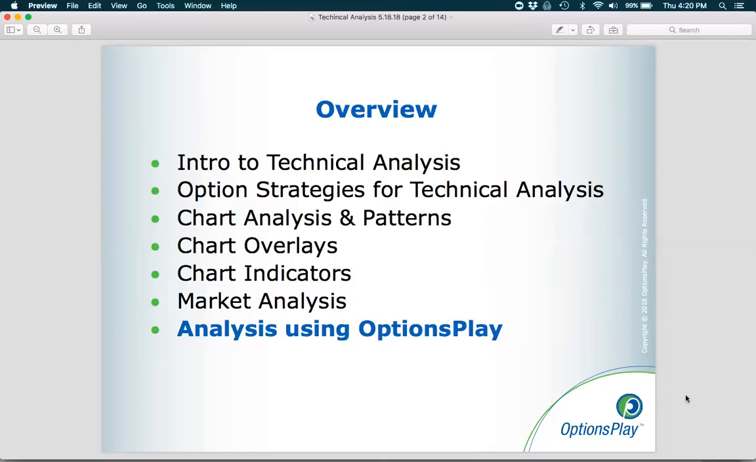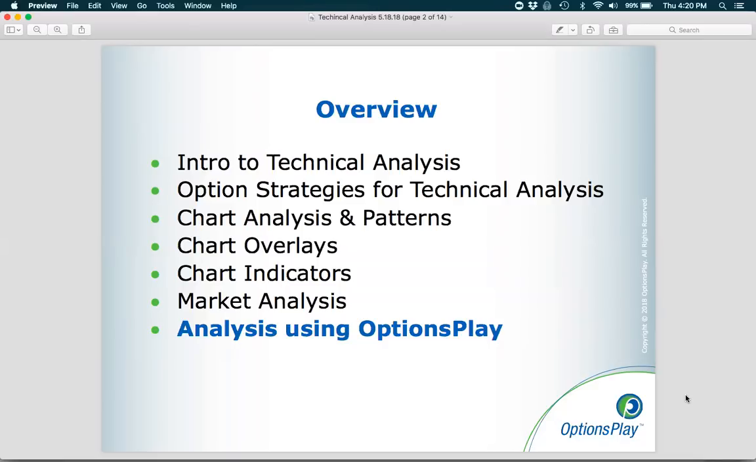I'll then talk a little bit about the different option strategies that you can utilize for technical analysis. I'm keeping those to three different strategies today, because those three strategies should cover the vast majority of trading that most of you guys do when it comes to options. We'll look at different forms of technical analysis. So we'll start off with looking at chart analysis and chart patterns.